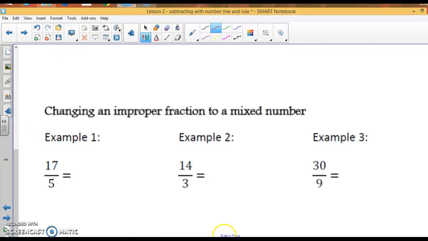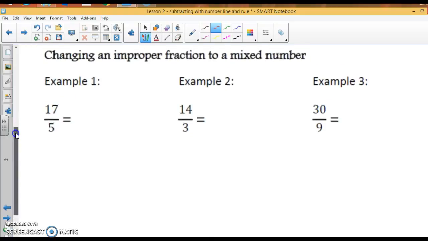Last thing we're going to review today is going from an improper fraction to a mixed number. Now, you can do this mentally, or you can do it by setting up a division problem. This is 17 fifths, which is the same as 17 divided by 5. So, if you can do it mentally, all you say is, how many times does 5 go into 17? It goes in 3 times. That's 15, so the remainder is 2 fifths.